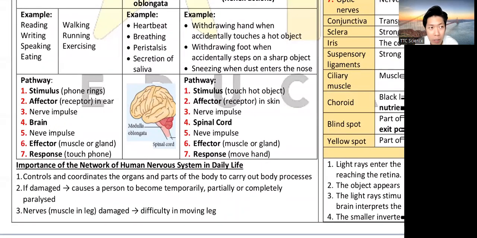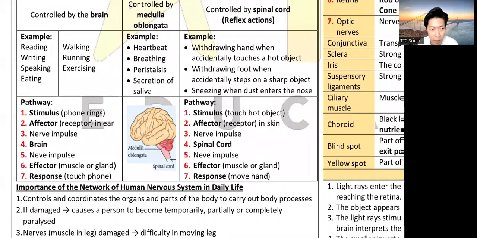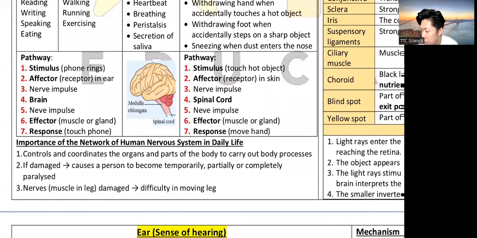So reflex and actions controlled by medulla oblongata are not decided by the brain. There's a certain amount of actions that you do without having to think about it. These are actions not controlled by the brain. You'll fill up what is missing, and you also need to memorize the sequence. These are quite important, quite common for impulse pathways.